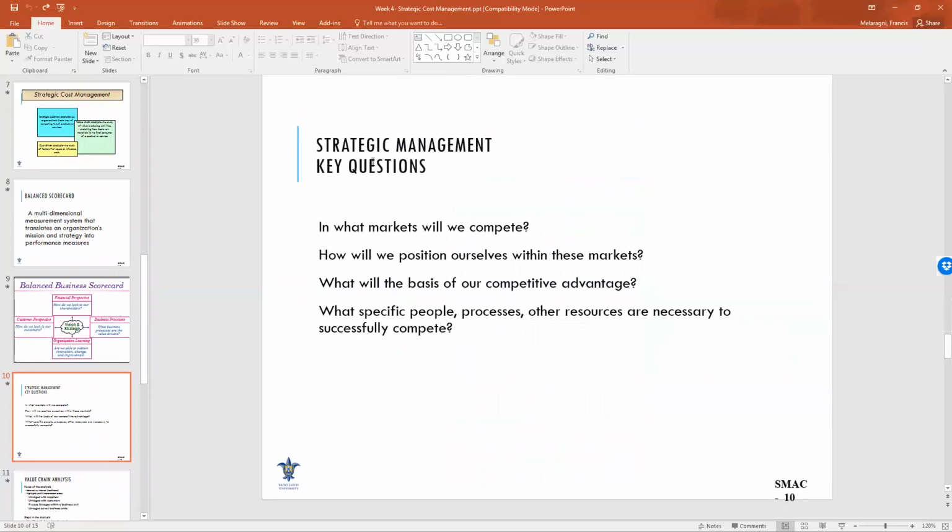So there are some key strategic questions that we have to ask. In what markets will we compete? How will we position ourselves within these markets? What will be the basis for our competitive advantage? And what specific people, processes, and other resources are necessary to successfully compete?